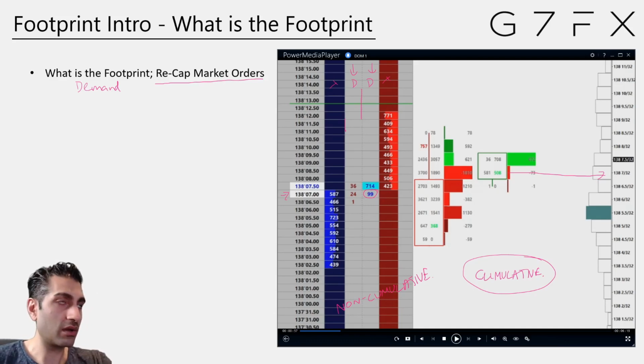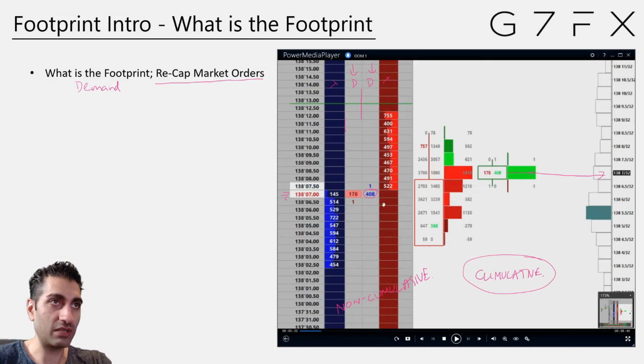So that 508 was as a result, if you keep an eye there, can you see that? 408. And then we printed another 99 there, and so on and so forth. So it's just cumulatively adding all the time. Because that 408, you see that 408? Right? Because we went down and printed it again, it's gone.